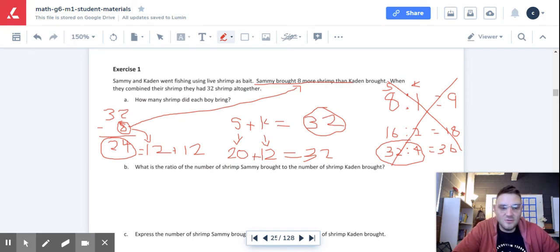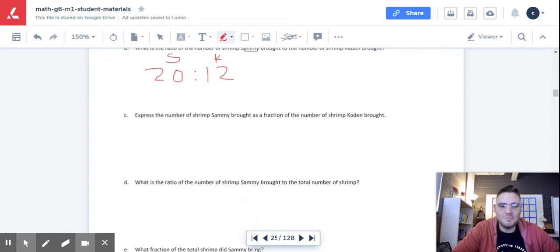Now it says, what is the ratio of shrimp Sammy brought to the number of shrimp Caden brought? Well, we originally thought it was 8 to 1, but actually it's just going to be this right here. It's 20 to 12. And notice I'm putting it in this order because it said Sammy first, okay? So Sammy and Caden. Like always, we've got to label the top. Now it says express the number of shrimp Sammy brought as a fraction of the number of shrimp that Caden brought. So as a fraction, we're just going to take it and flip it on its side. 20 over 12 because Sammy was first.